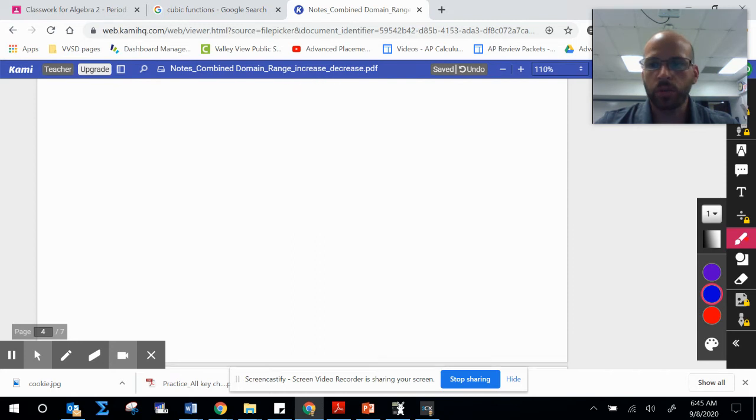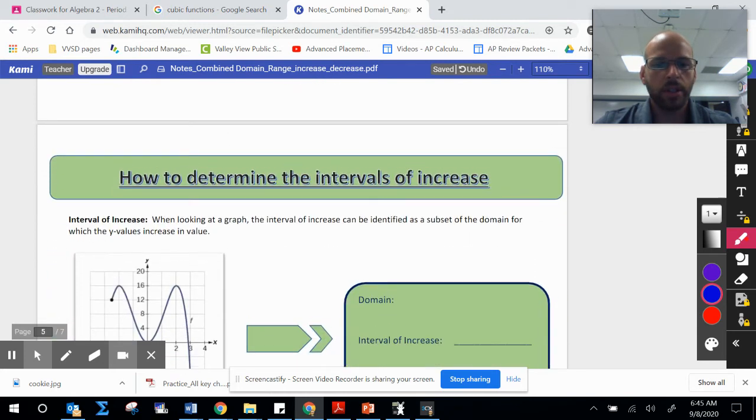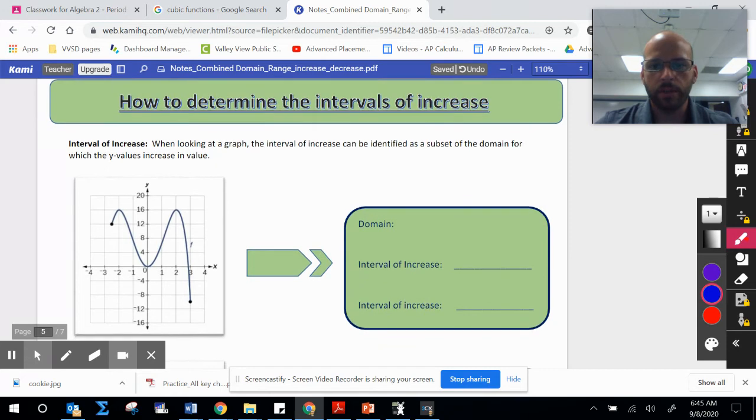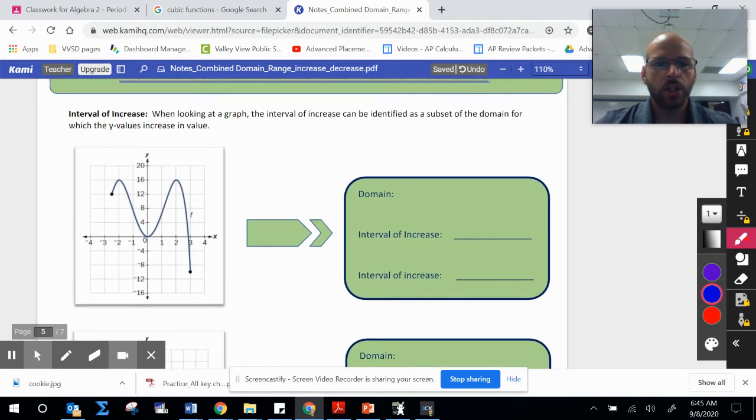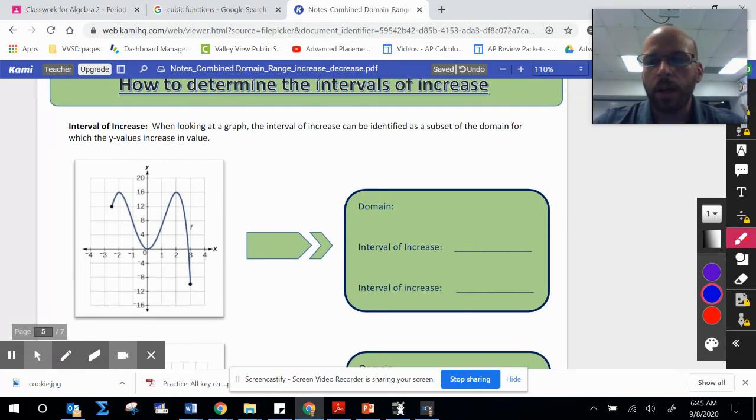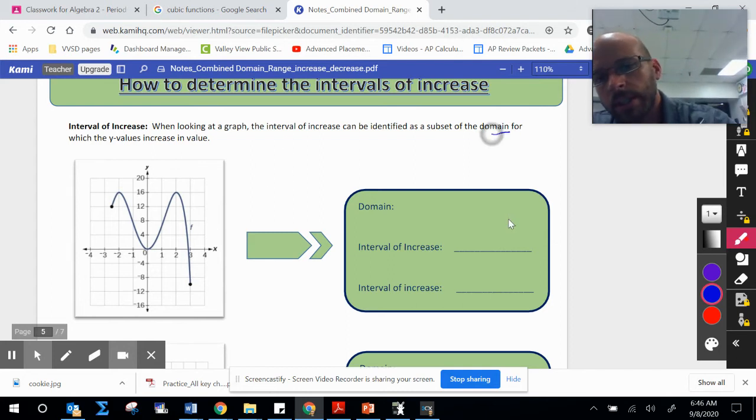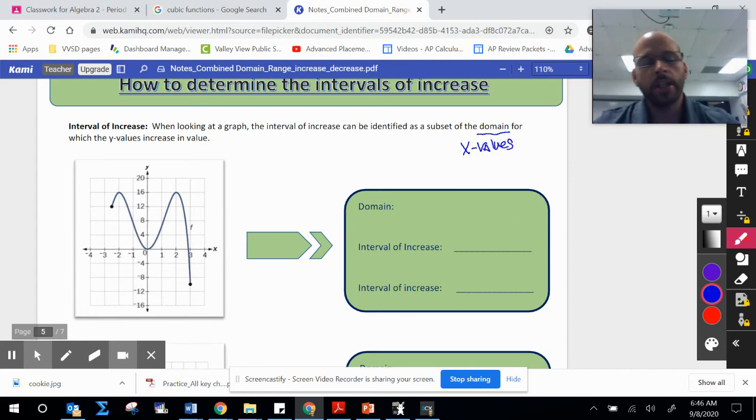All right, so we're going to switch over. Intervals of increase, decrease. Okay, so we're going to do one of these at a time. So what they are, we're going to talk about like a subset of the domain for which my graph is increasing. And because we're talking about domain, I want to make a point. We're using x values to indicate the location of where my graph is going up. All right, so I'm going to try and do this with my red pen here. Okay, and I have a point.